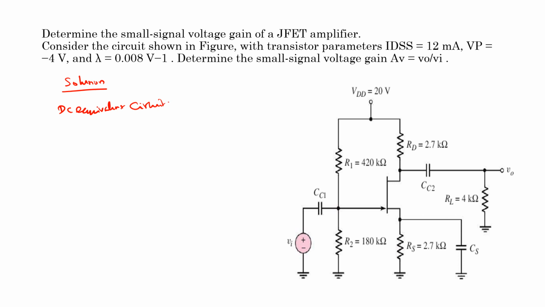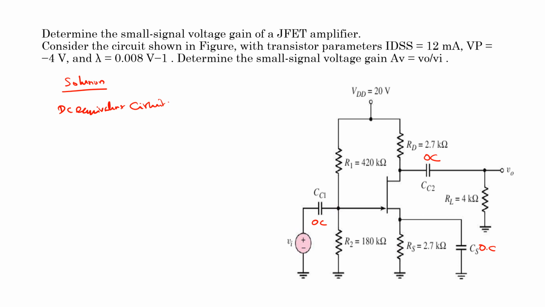The capacitors should be considered as open circuits. This is open circuit, this is open circuit, and this is open circuit. So this source, Vi, will not have any effect on the amplifier. RL will not have any effect on the circuit. And when this capacitor is considered as open circuit, RS will be present. So the circuit will not contain the AC source.